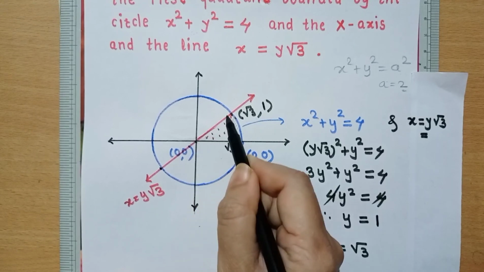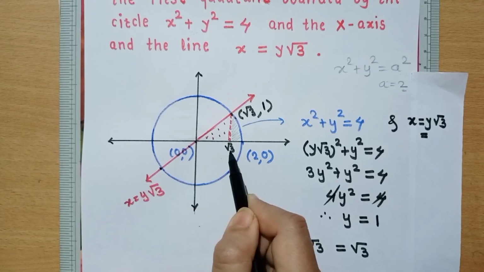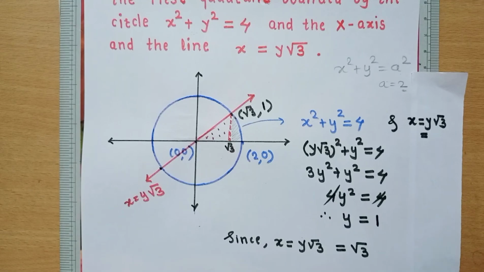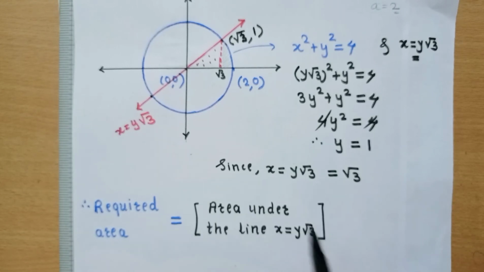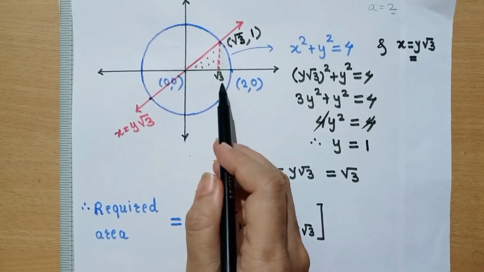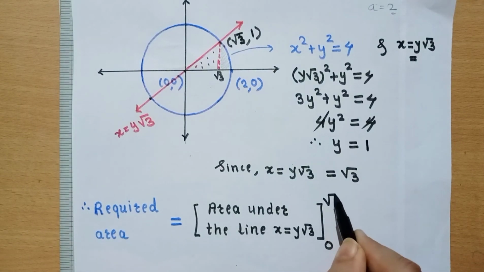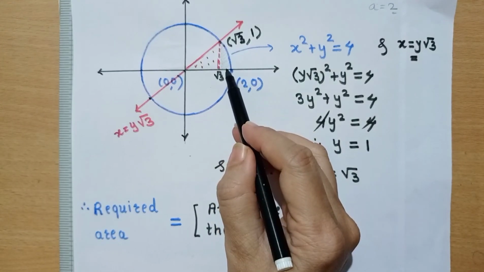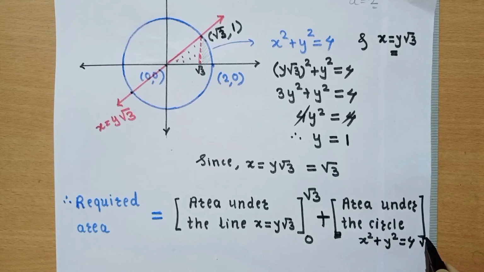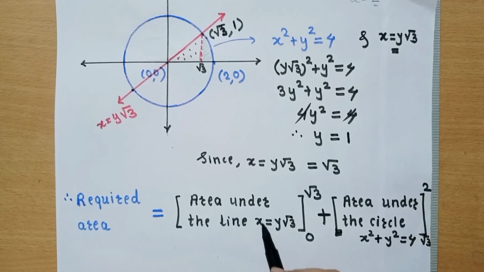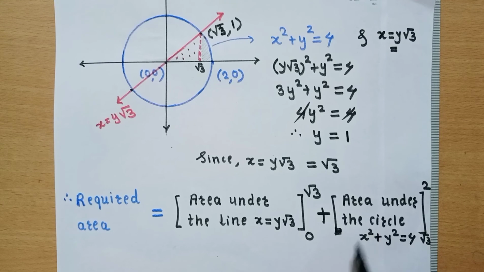So we will find the area under the line from 0 to root 3 and the area under the circle from root 3 to 2. Therefore, the required area is equal to the area under the line, with limits from 0 to root 3, plus the area under the circle from root 3 to 2. So here we will find these two areas separately.